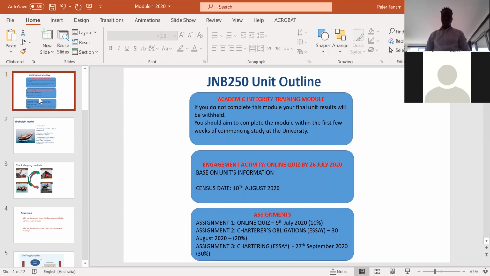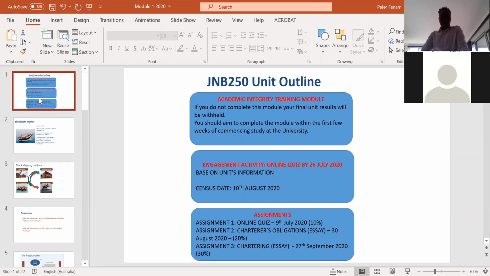But the only thing is, if you didn't do this academic integrity training module, your result at the end will not be visible for you. So your result will be withheld. So if you want to see your result, do it. And I also encourage you to do it as early as you can.